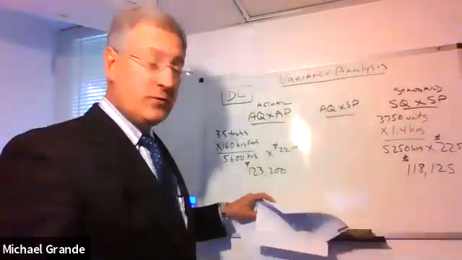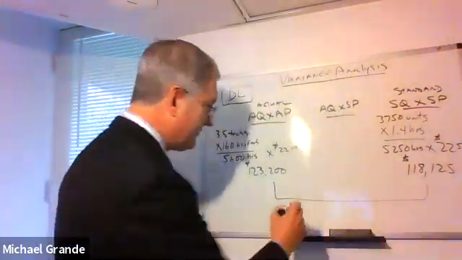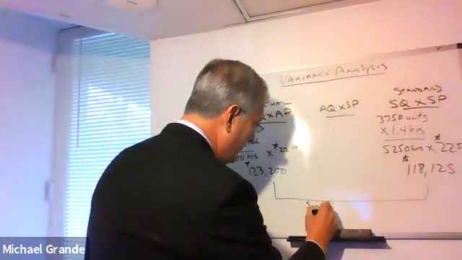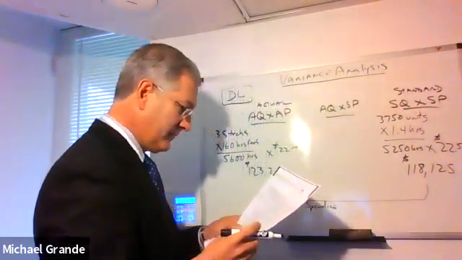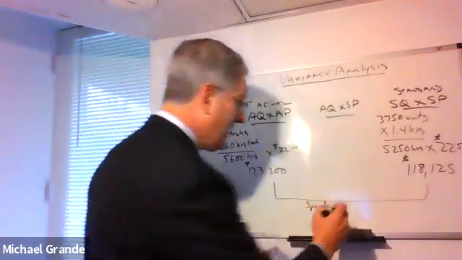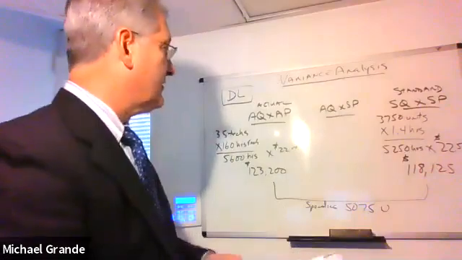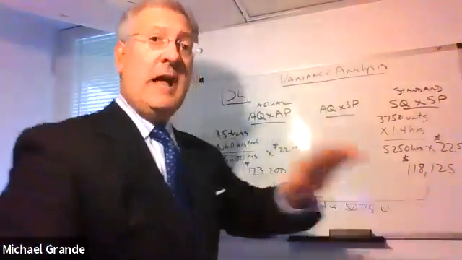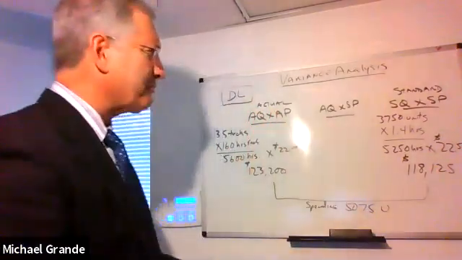They actually spent $123,200. We have an overall spending variance of how much? $5,075 unfavorable. Now, before we actually calculate some numbers, let's take a look at a couple of things.